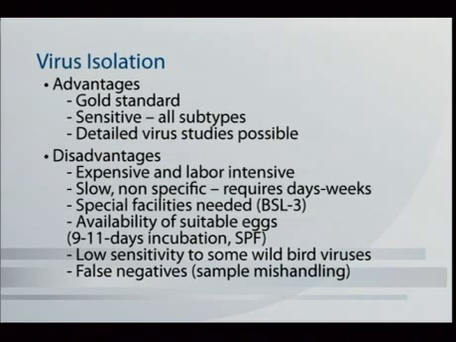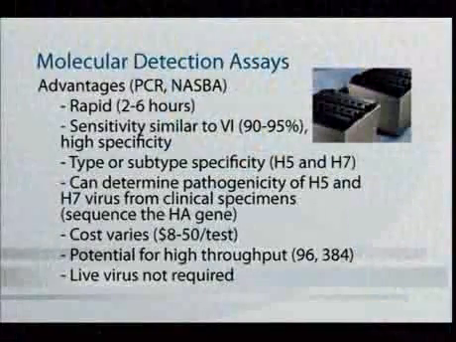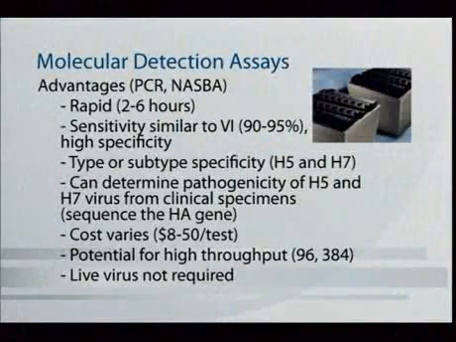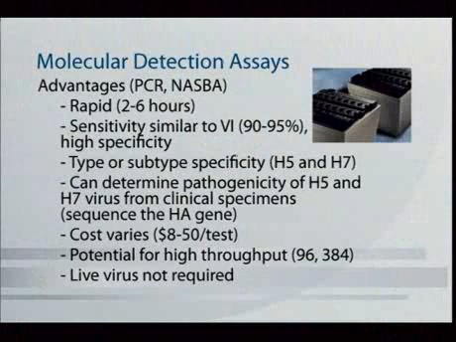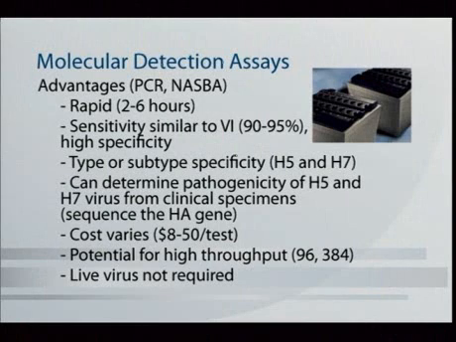And of course, you can have false negatives due to the mishandling of the diagnostic specimens. Now, the molecular detection assays have many advantages. I mean, they're very fast, they're very sensitive. In some cases, we have the ability to differentiate H5 and H7 subtypes very quickly, and we've had very good success of even determining the pathogenicity of H5 and H7s from clinical samples by doing PCR and then sequencing the hemagglutinin cleavage site. The cost of these tests varies.